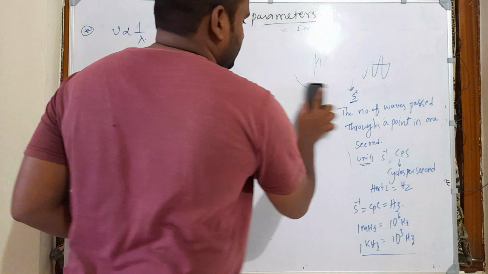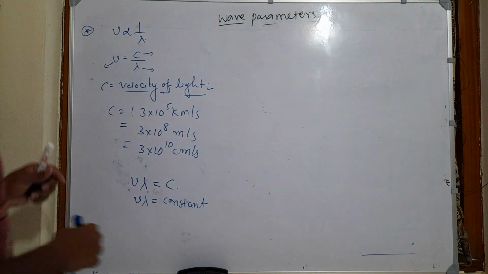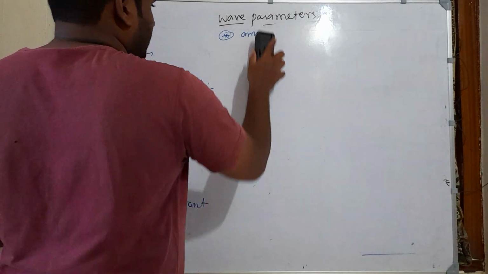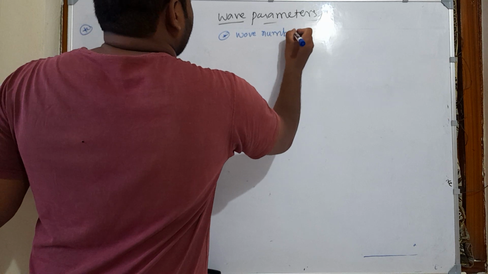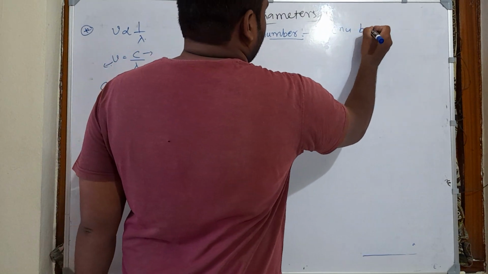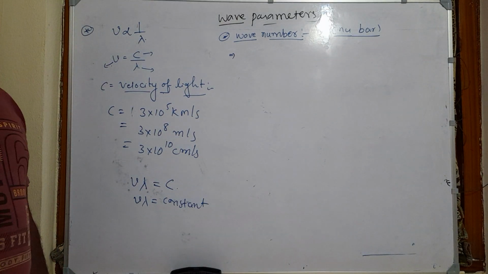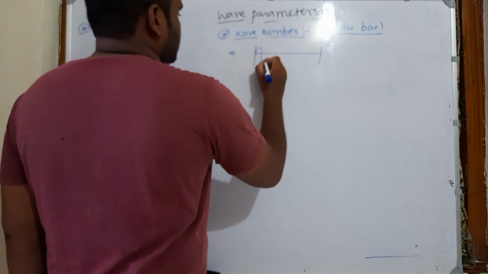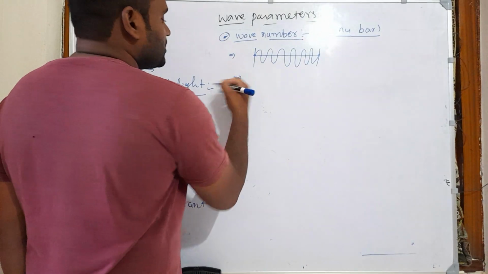Next, let us discuss another wave parameter: wave number, before amplitude. Wave number is indicated with the symbol nu bar. What is wave number? It is the number of wavelengths present in a unit length, or simply the number of waves present in a unit length. For example, taking this as the unit length, we count the number of waves, and this number is called the wave number.